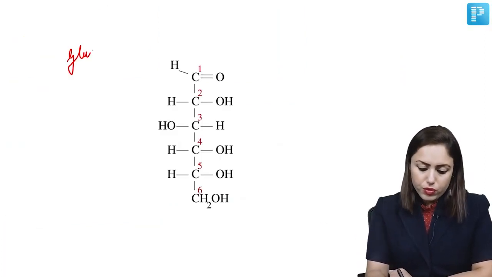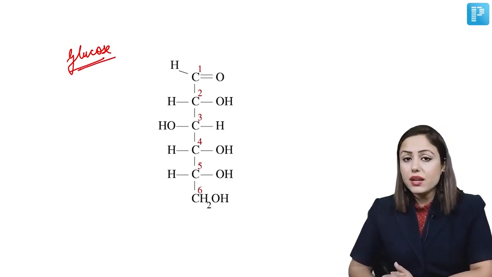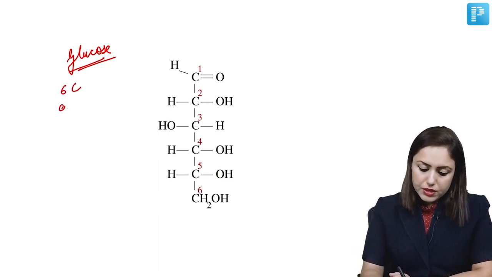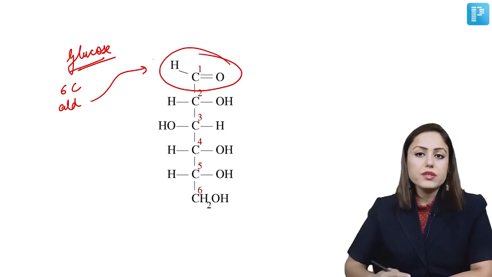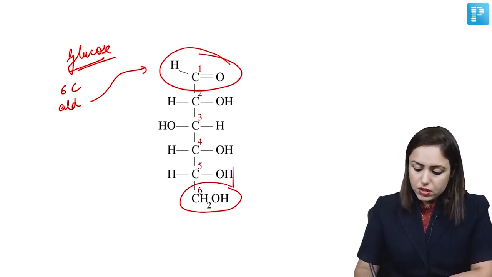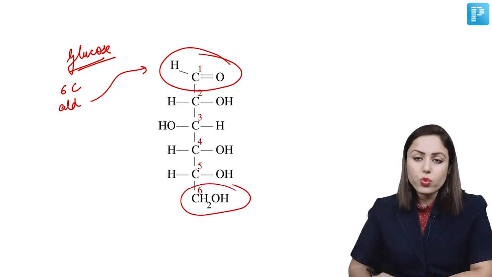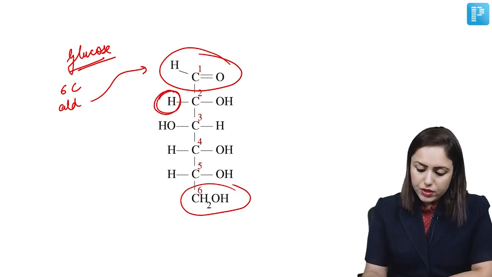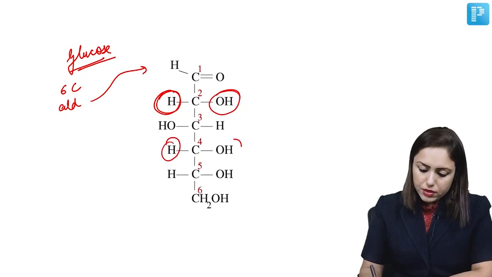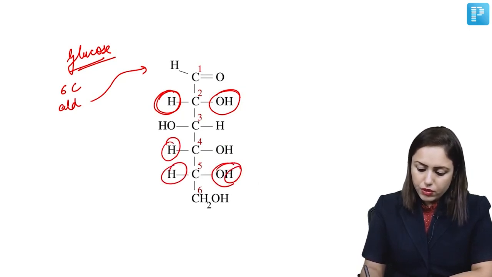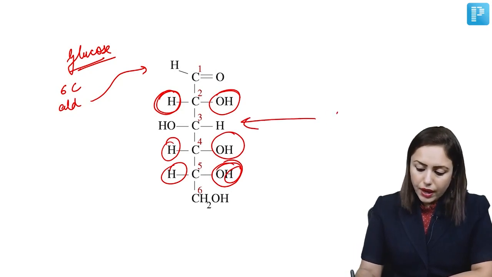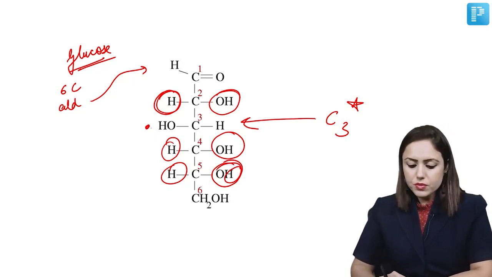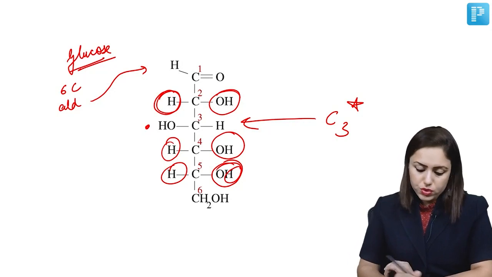Then this is the structure of glucose. Many questions are solved indirectly if you know the structure of glucose. So see, it's a 6 carbon sugar, it's an aldehyde sugar. So the first carbon is aldehyde CHO, and the last, the terminal carbon, is CH2OH, and on all the remaining carbons it's mainly H on the left hand side, OH on the right hand side, right? But at C3, you have to learn that OH is on the left hand side. Okay. So learn by heart the structure of glucose.